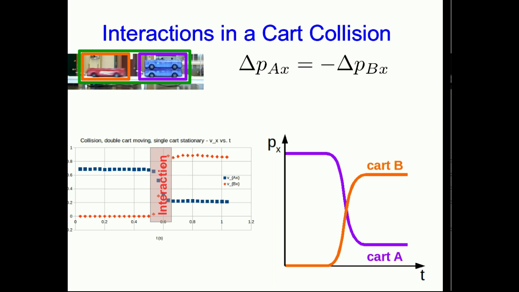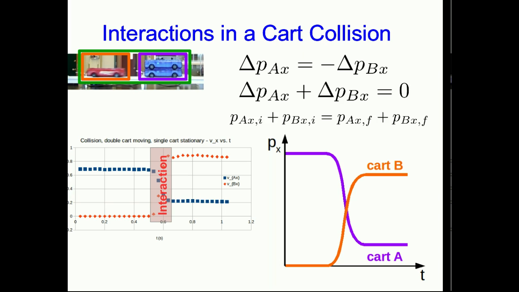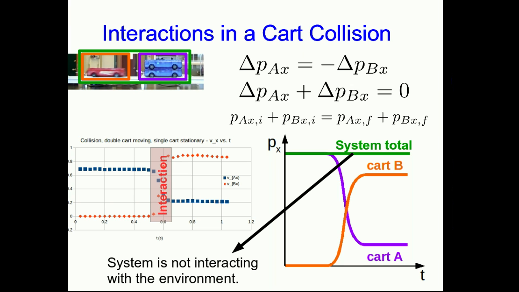Well, what our momentum equation is telling us is that the change in the momentum of this whole system is zero, or equivalently that the initial and final momentums of the system are the same. And so on the graph, the system total momentum is just a constant. And that makes sense because even though each individual cart is changing its momentum because of the interactions between the carts, the system is only interacting very weakly with the environment, and so its momentum is remaining roughly constant.